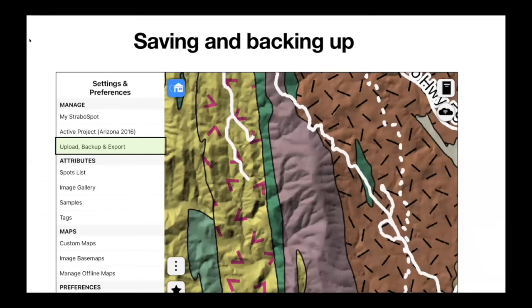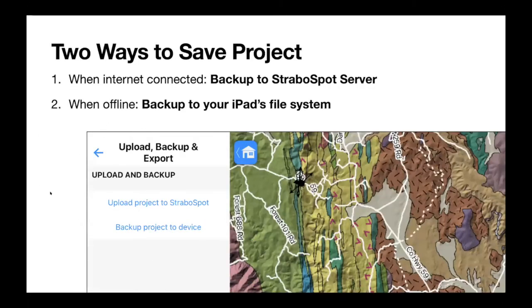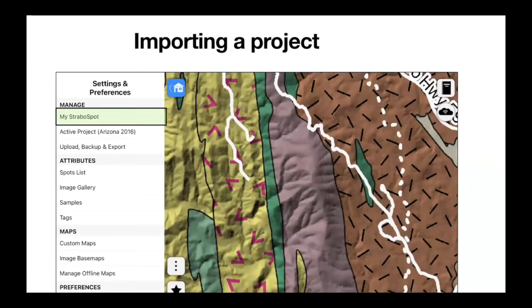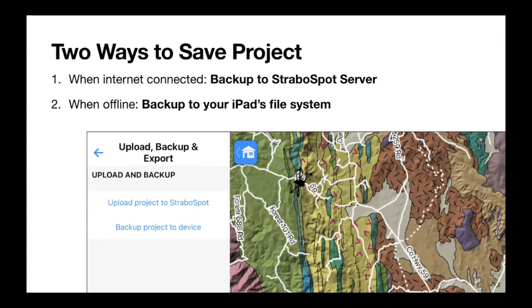Okay, so saving and backing up is all done in this window, the upload, backup, and export. If you click on that, you are brought up to this screen, and there are basically two ways to save your project. One is for only when you're internet connected. If you have an internet connection, you can and should back it up to the StraboSpot server. When you are offline, your option is to back it up to your iPad's file system. Once it's in the file system, you can then share it, like AirDrop it to another device, or do whatever you want in terms of the iPad's capability outside of Strabo. I'll demo these things after this brief introduction.